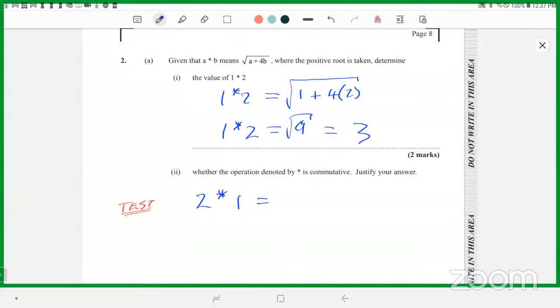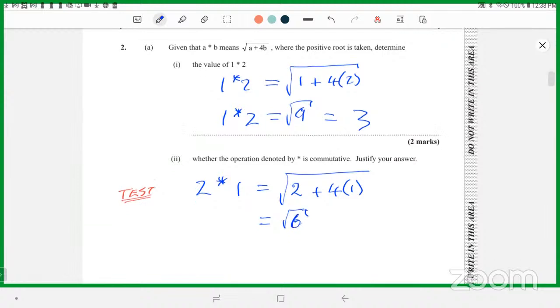It's going to become the square root now. This time, the A is now 2, so I'm going to put the 2 here, plus 4 times B. The B is now 1, and 4 times 1 is 4, so this becomes 4 plus 2, which is 6. So this becomes the square root of 6, which is not 3.